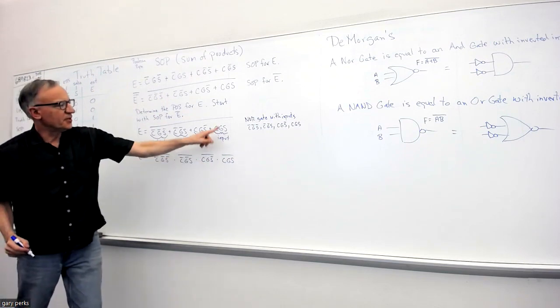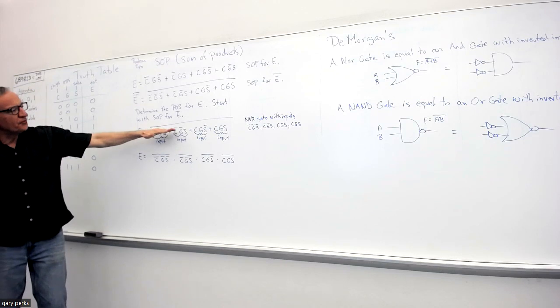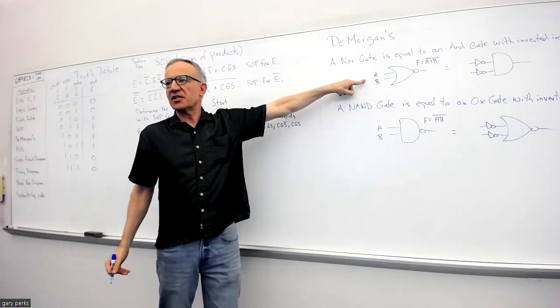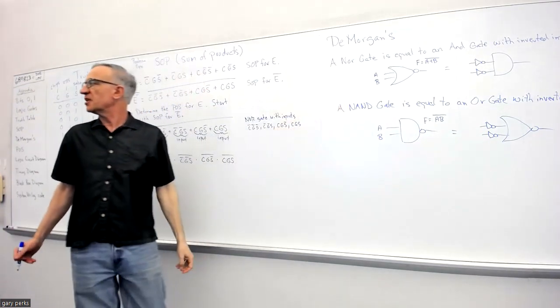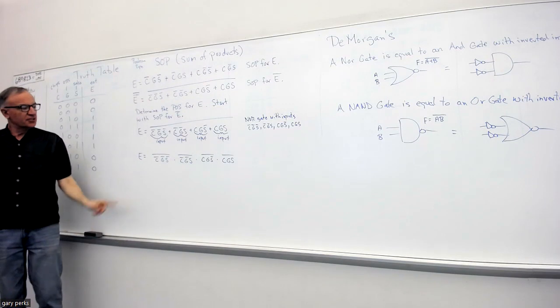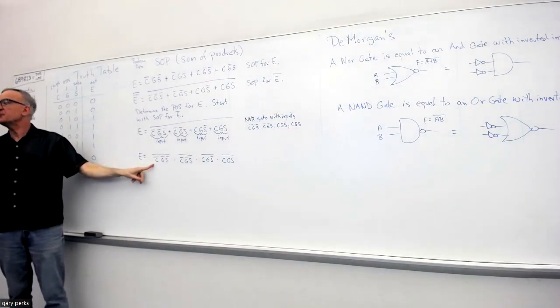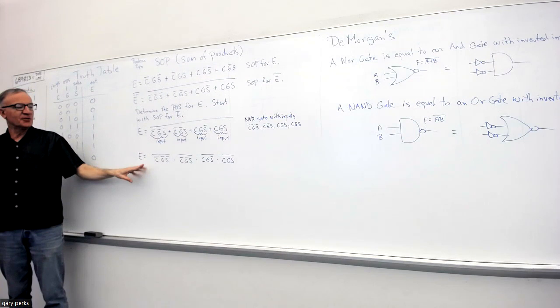And then ANDing it with this input that I've inverted. So you see, to go from this to this, I've used this part of De Morgan's. A NOR gate's the same as an AND with two inputs inverted. So does everybody see what I did here? Because we're not done. We have to apply De Morgan's one more time to get POS, but we're on our way to POS. Okay, but everybody's good up to this point?